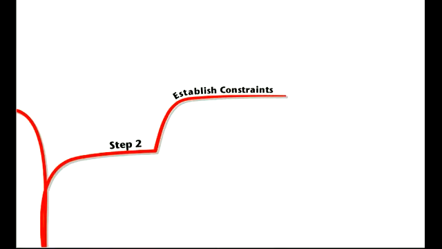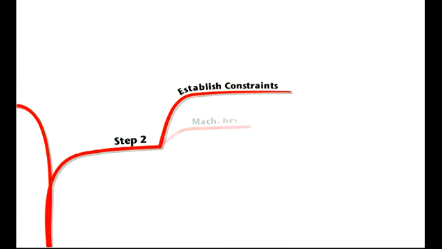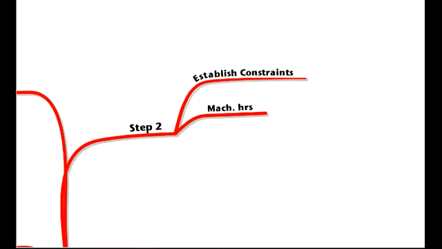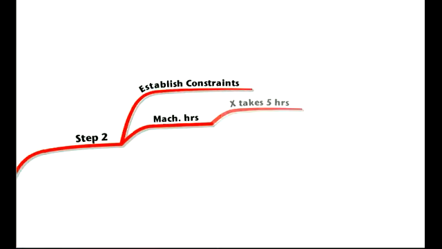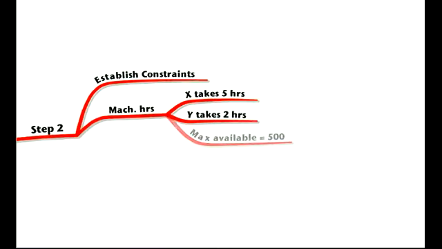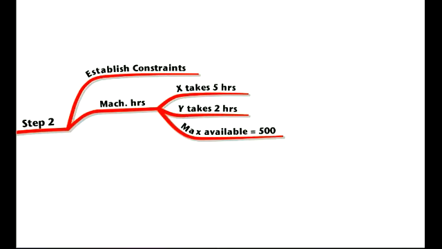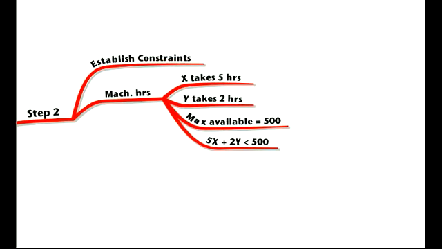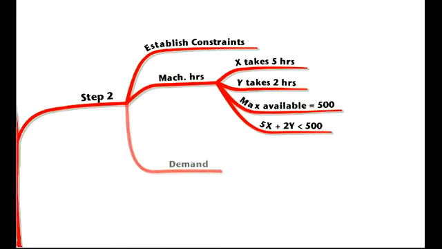Step two was to establish the constraints. So the constraints we were told about were machine hours first of all. We're told that X takes 5 hours to produce, Y takes 2 hours. The maximum machine hours available are 500. So 5X plus 2Y must be less than or equal to 500. It can't be any more than that. Okay, so 5X plus 2Y must be less than or equal to 500.